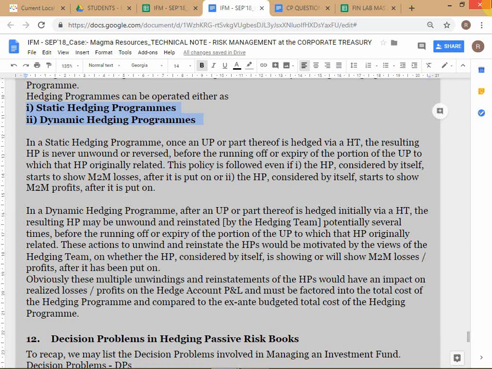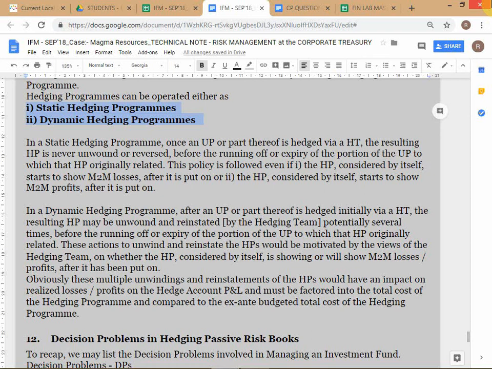Are you following? Okay, so this is how it's done. Once the underlying position rolls off, remember you have to always look at your net position. Once the underlying position rolls off, you are left with a net position on the hedge book that you have to square out because you can't accept that kind of position. So this is how it is.